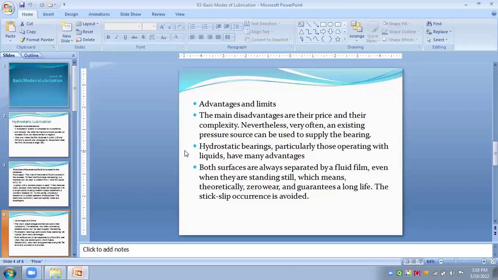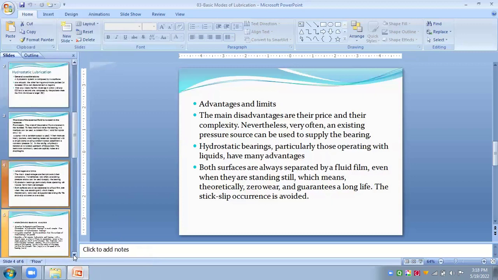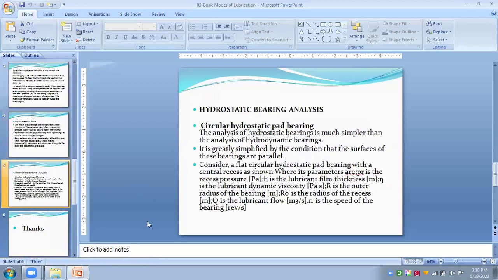The compensating elements are of two types for these lubrications: constant supply pressure types and constant flow type compensating devices. By using these devices, we perform these lubrications. So how to prepare the analysis, how to find the load carrying capacity, bearing stiffness, and viscosity distributions? We have to take up the slot analysis. For this analysis, we have to consider the viscous fluid flow through a rectangular slot.